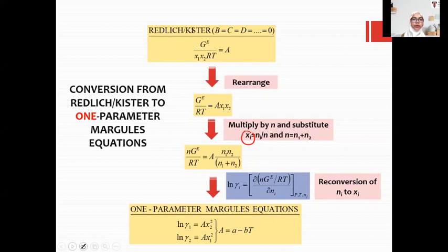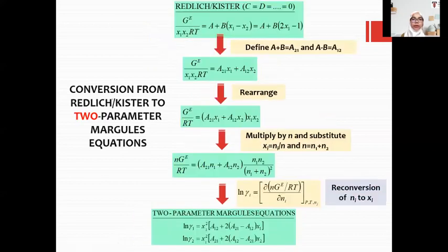How about if we move to the two parameter? For the two parameter, C, D, and so on will be equal to 0. The only available values are A and B. So we perform the rearrangement for this equation, and then we can obtain the values.